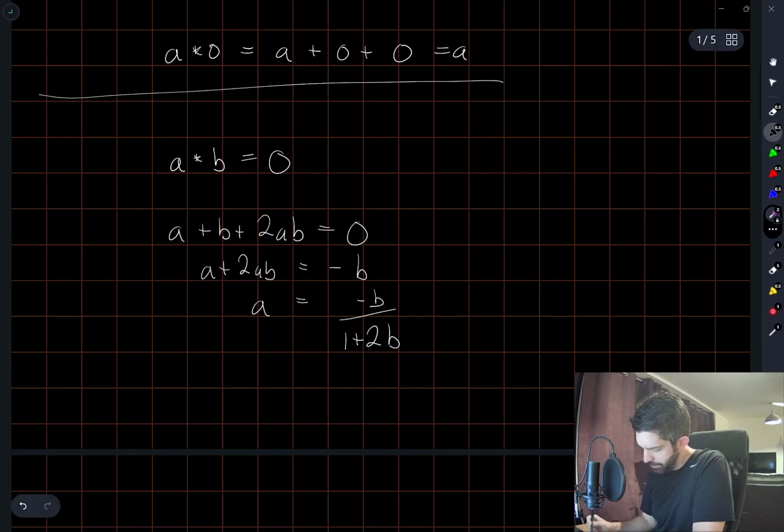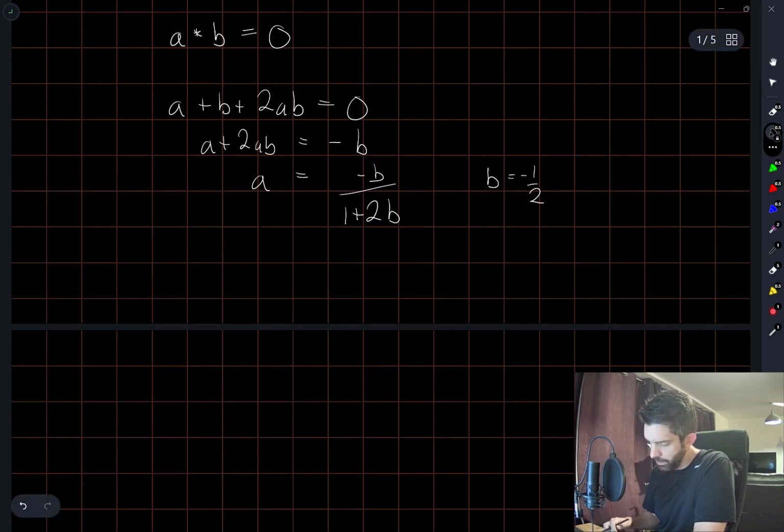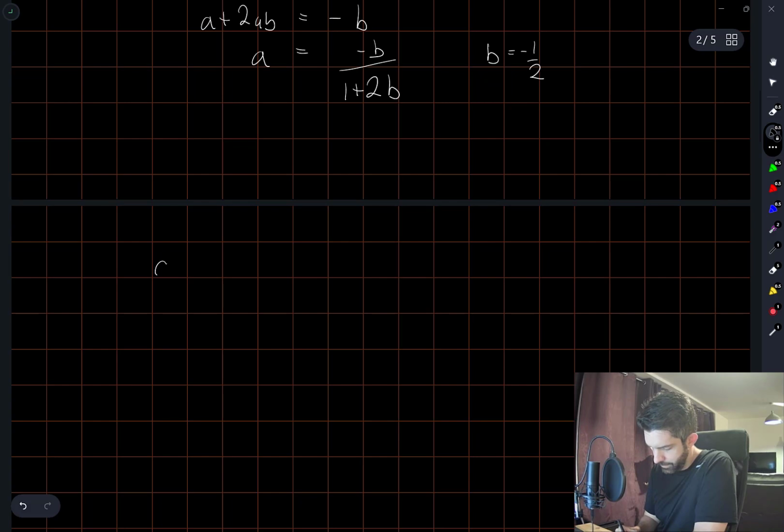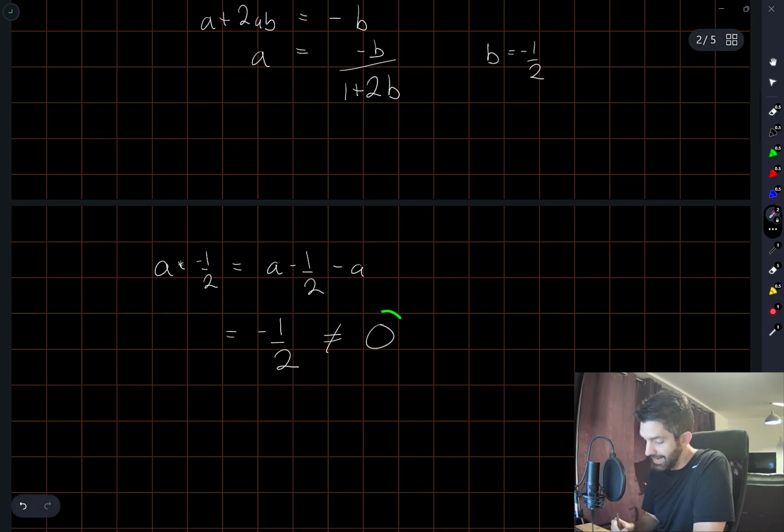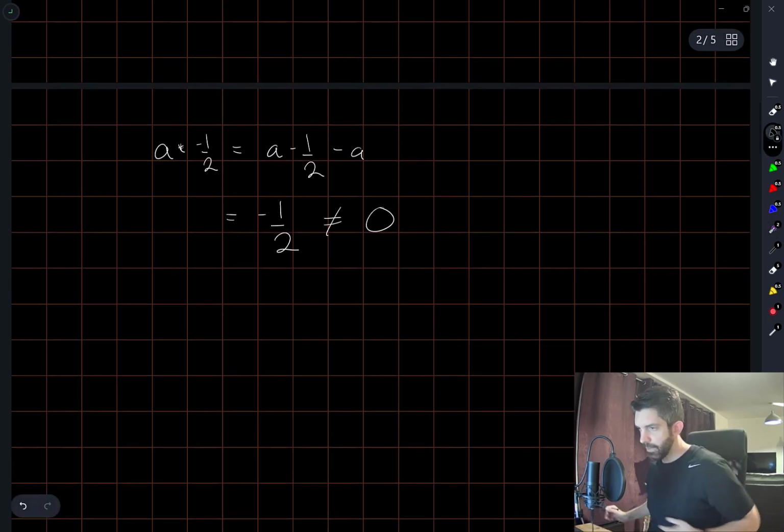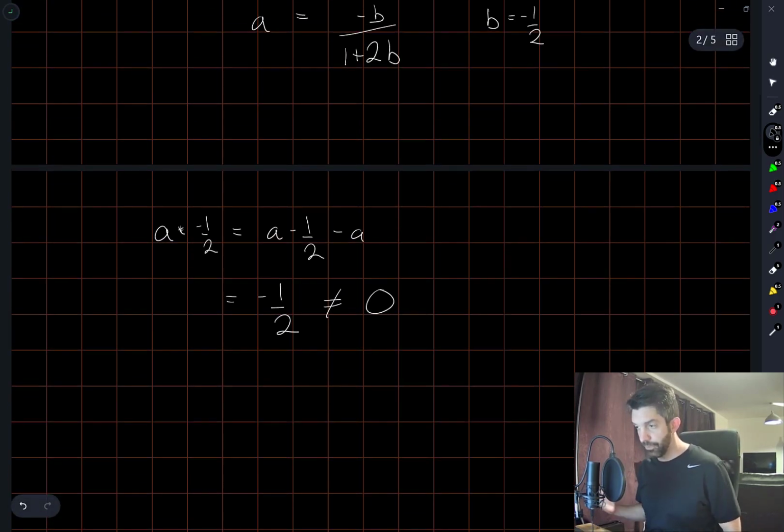So b equal to negative a half should still give us problems. Let's figure out what a times negative a half is equal to. It's always equal to a minus a half minus a, right? Which is equal to negative 1 over 2, which is not equal to 0. And 0 is the identity of this operation. So that didn't end up changing anything. So there is an identity, and the identity is 0.